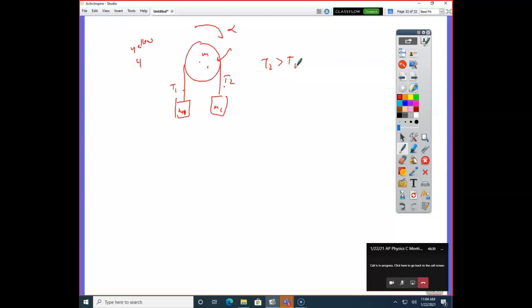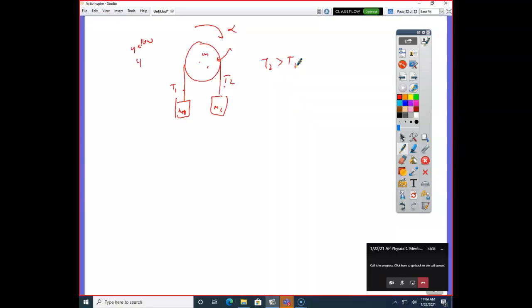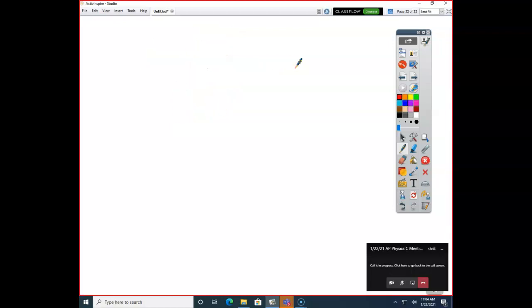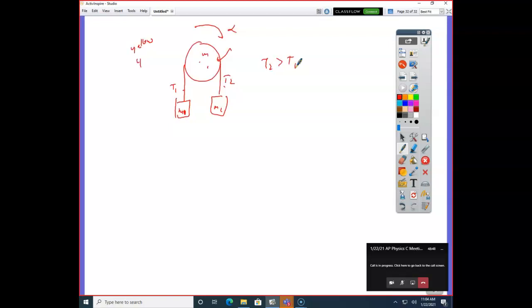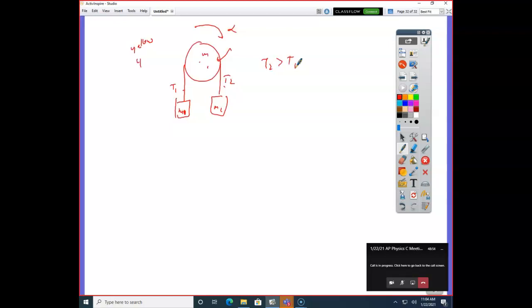All right, T1 equals T2, we're moving on. T1 has to be greater than, nope, that's not it. Nope. T2 has to be greater than T1, because the unbalanced clockwise torque is needed to accelerate the wheel, right? That's got to be it. Unless I'm missing something, which I don't think I am.